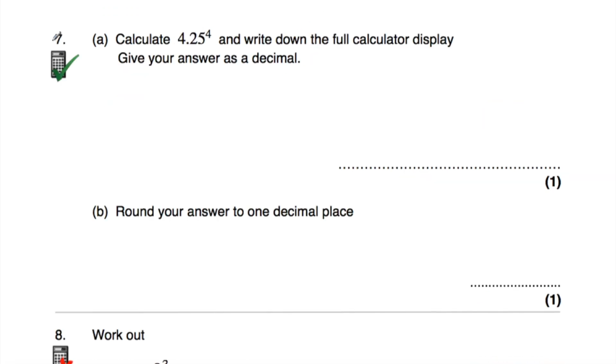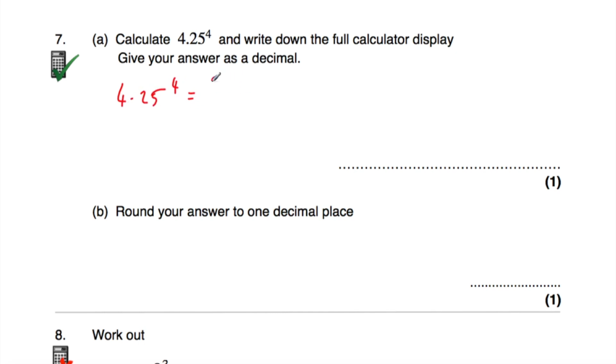Okay, let's have a look at our next question, question number 7. Question 7a says calculate 4.25 to the power of 4, write down our full calculator display and give our answer as a decimal. So I'm going to press 4.25 and then press the power button and then 4. So 4.25 to the power of 4, and press equals.